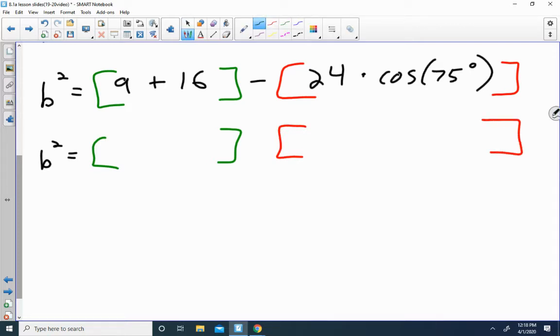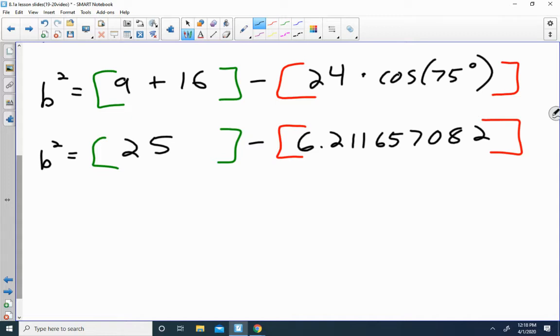So then here in the green, we'll do 9 plus 16, which should give you 25. And then subtract that from the red. And in the red, we got to do 24 times cosine of 75. Making sure your calculator's in degrees, press enter. And you're going to get a big decimal. And please use the entire decimal. So 6.211657082. That's what you get when you do 24 times cosine of 75.